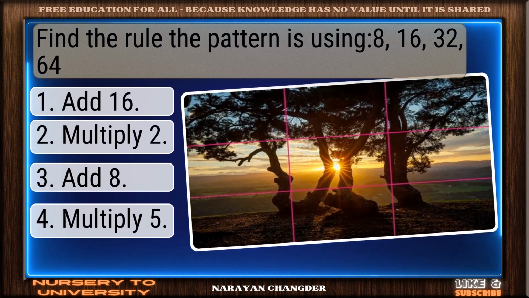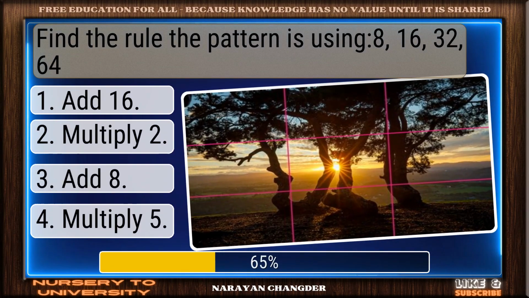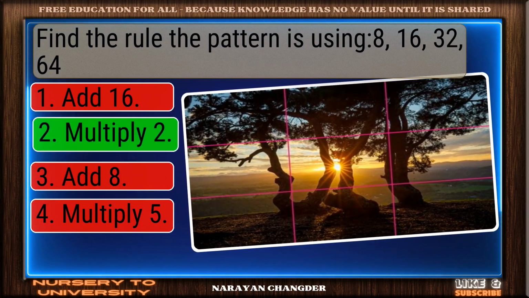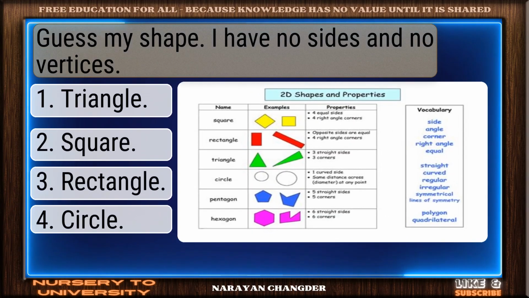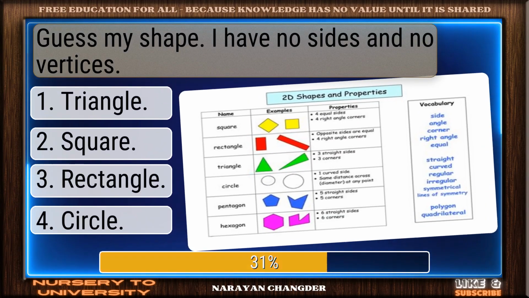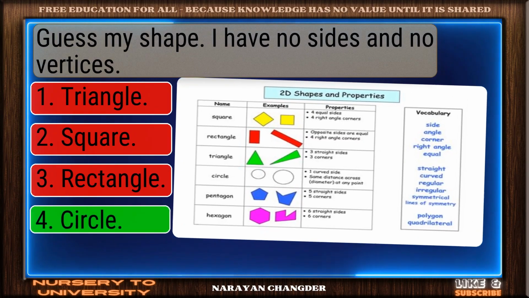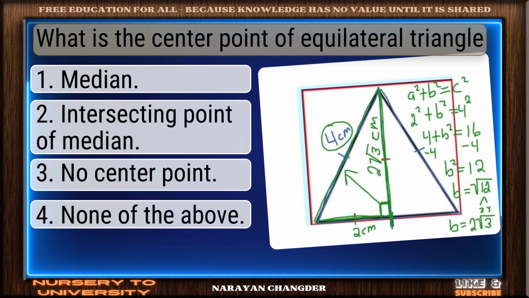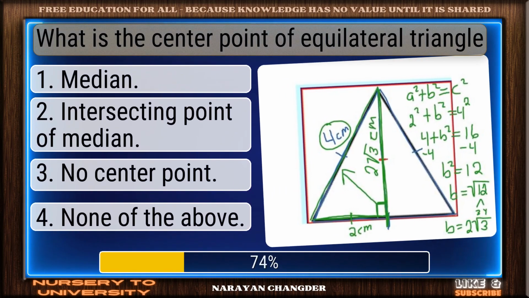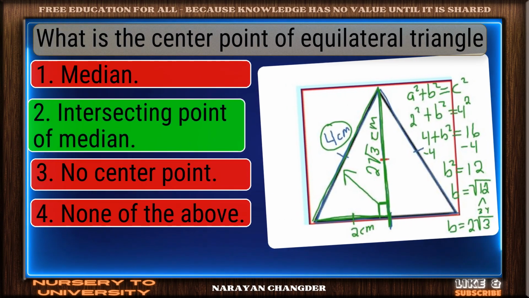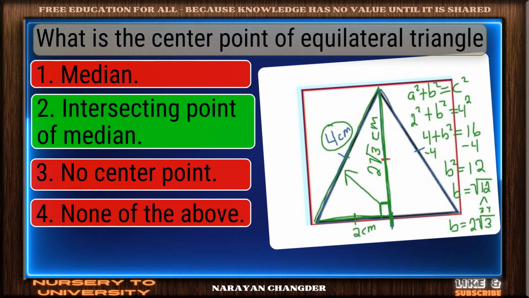Find the rule the pattern is using. 8, 16, 32, 64. Strong choice. Multiply 2 is the right answer. Guess my shape. I have no sides and no vertices. Solid response. Circle is a valid choice. What is the center point of equilateral triangle? Perfect. Intersecting point of median is the correct choice.